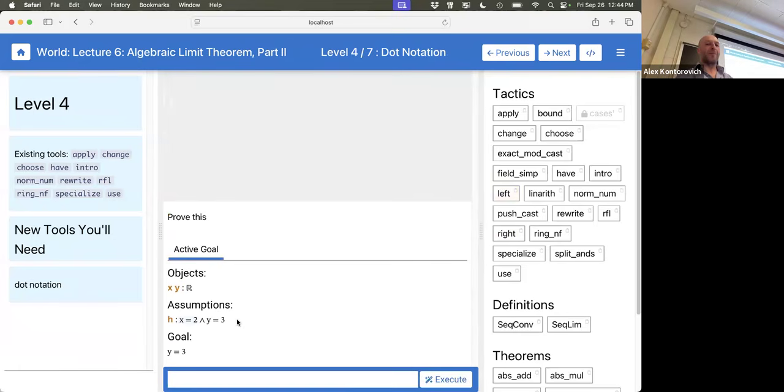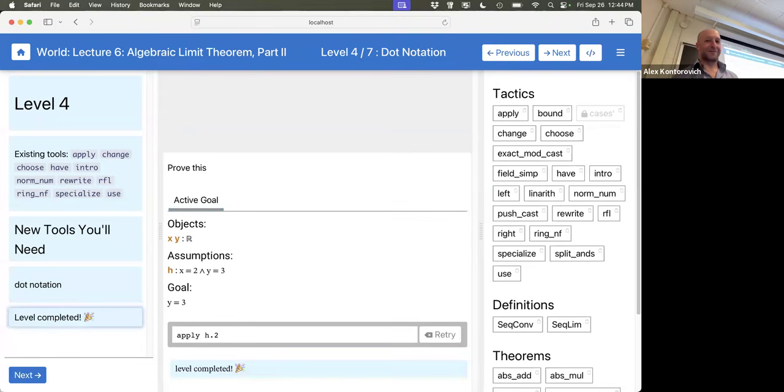The next level is, what if you have a pair of assumptions, an and in an assumption? So you have a hypothesis h that x is equal to 2 and y is equal to 3, and your goal is just that y equals 3. How do you get this second part of it out? And the answer is dot notation. Suhas, you want to say that? So h dot 1 is the fact that x is equal to 2, and h dot 2 is the fact that y is equal to 3. That's all. So what should I write? Apply h dot 2. And we're done.